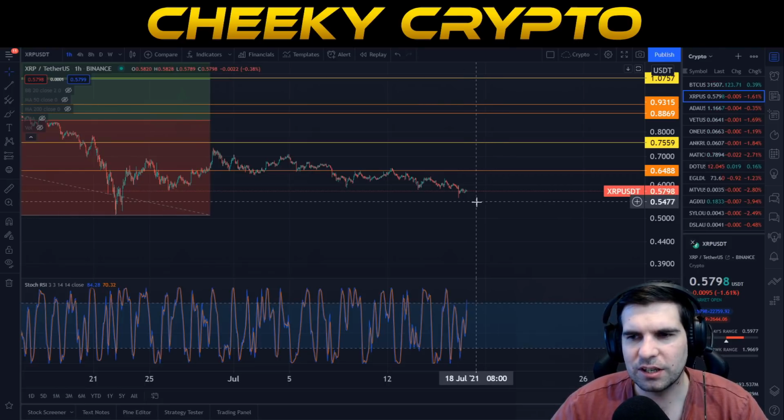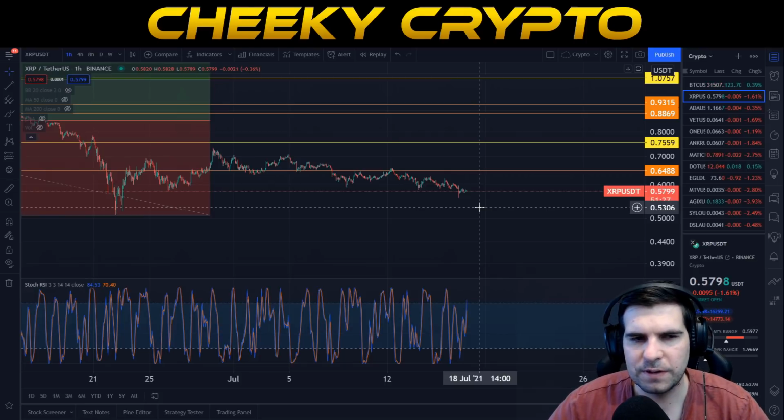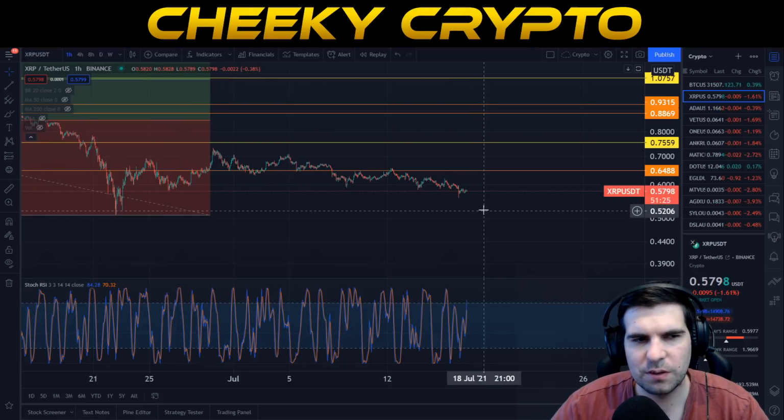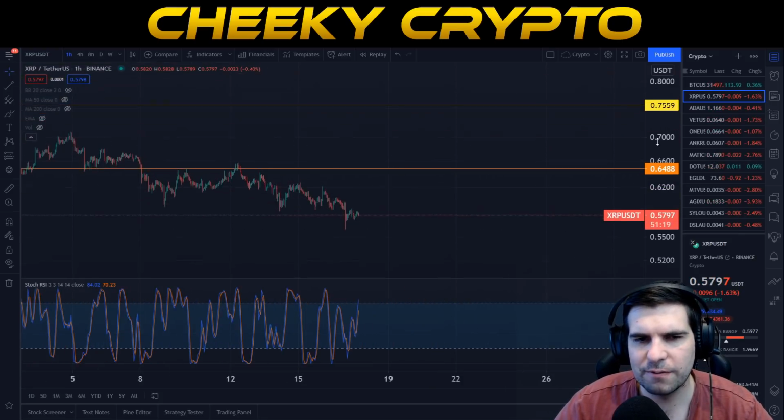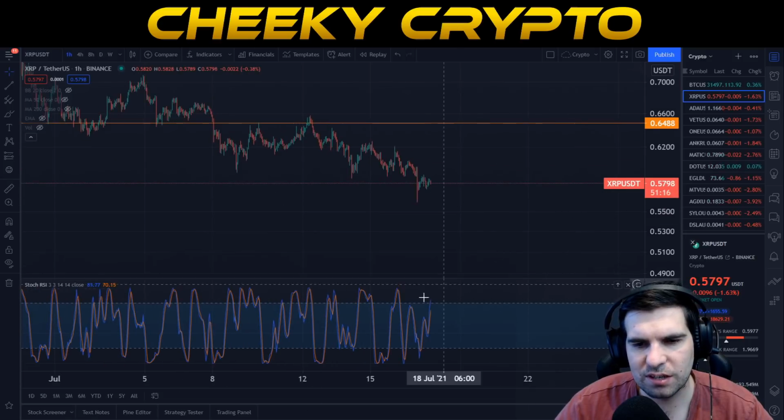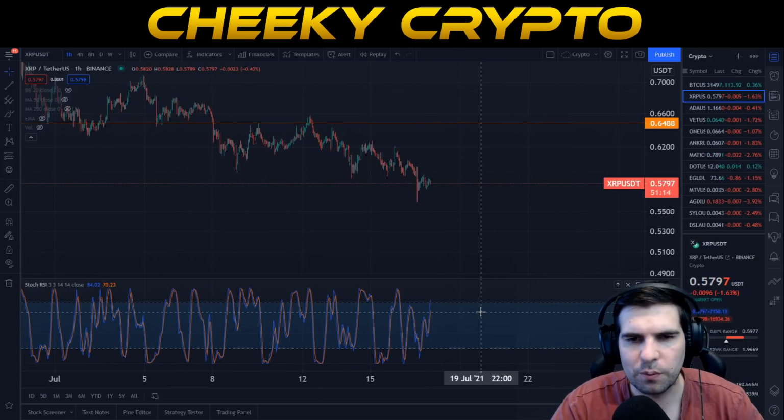So right now we are looking at areas between 51, I think it was, 51 to 53 cents, which seems to be a pretty good area for a bounce to occur. On this hourly chart, we're mindful that our stochastic relative strength index is in a different position to that of the weekly and the daily.